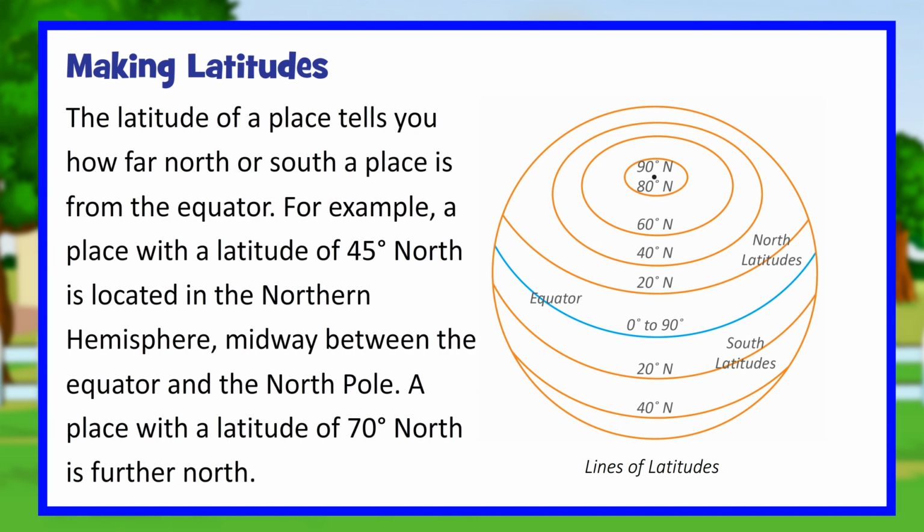The latitude of a place tells you how far north or south a place is from the equator. For example, a place with a latitude of 45 degrees north is located in the northern hemisphere, midway between the equator and the North Pole. A place with a latitude of 70 degrees north is further north.